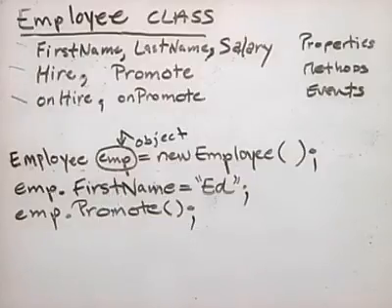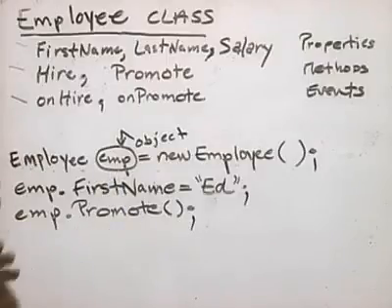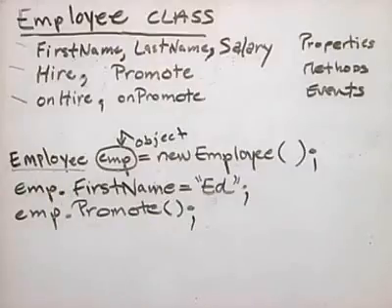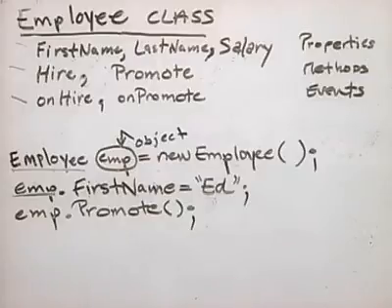Here's my object. I've created an object called EMP, and it's of this type. It represents an employee class. Once I create this object, I can simply access the properties, methods, and events of the class as I'm doing here. So notice I have an object called EMP. It's based on an employee class, and I'm accessing the first name property. And what I'm doing is I'm actually modifying that property. I'm actually assigning it the value of Ed.